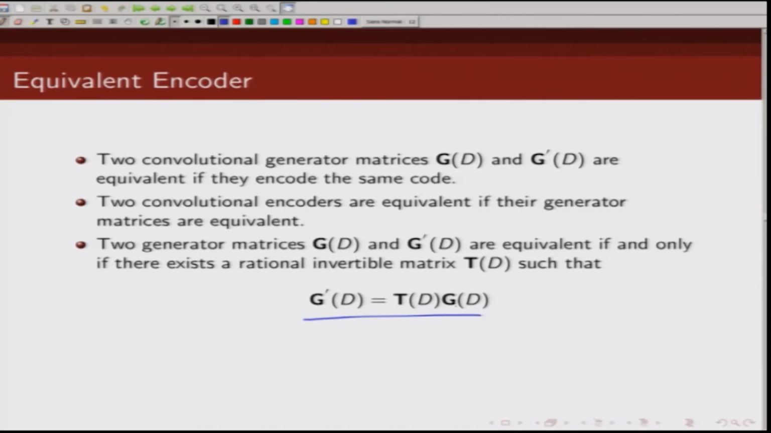And we can see basically, let us say the set of code words generated by G'(D). That would be V(D), it will be U(D) times G'(D). Now, this we can write as U(D) T(D) times G(D), and let us call U(D) T(D) as U'(D) G(D).